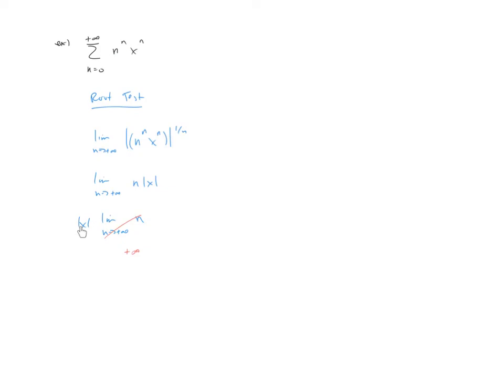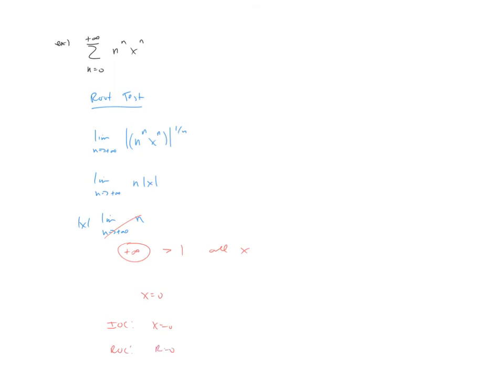If x is not 0, then we have some positive number because of the absolute value bars times infinity, in which case it would go to positive infinity. And since positive infinity is bigger than 1 for all x, we know that the only possible option is for this thing to converge at x equals 0. So the interval of convergence would be x equals 0, and the radius of convergence would be r equals 0.